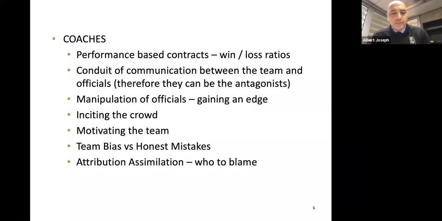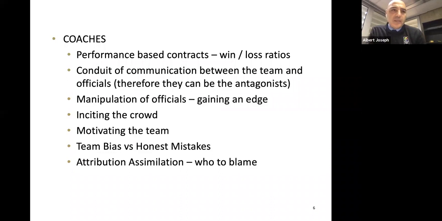Motivating the team. This is something that I mentioned earlier. Sometimes coaches will act differently to motivate the team. And we also have to understand this is not directed at the referees necessarily. This is gamesmanship. This is part of their job to inspire their players and the like. And we have to be able to see through a lot of that as well.